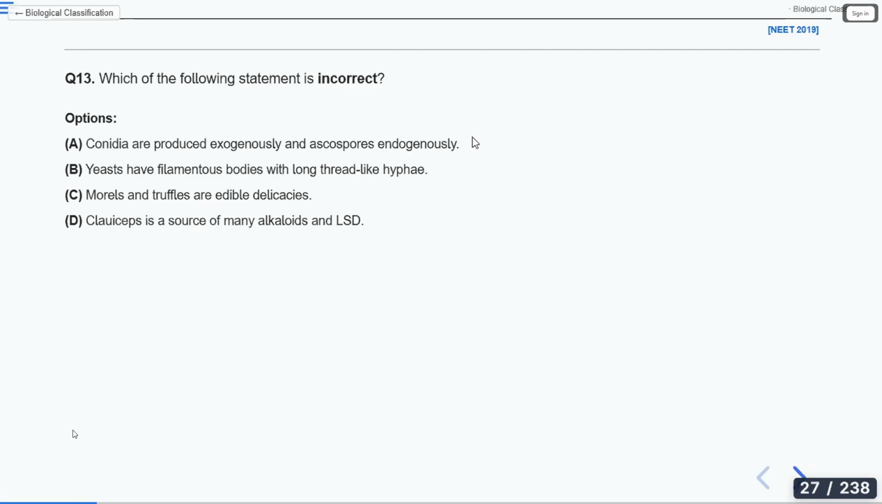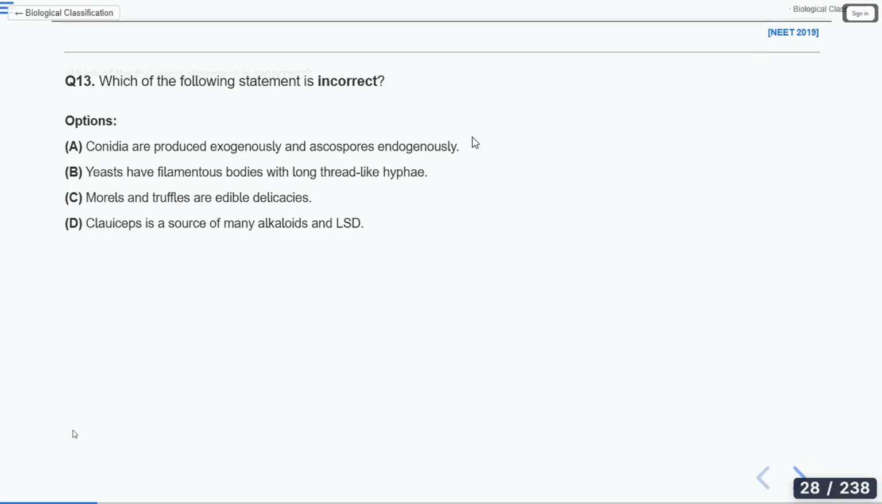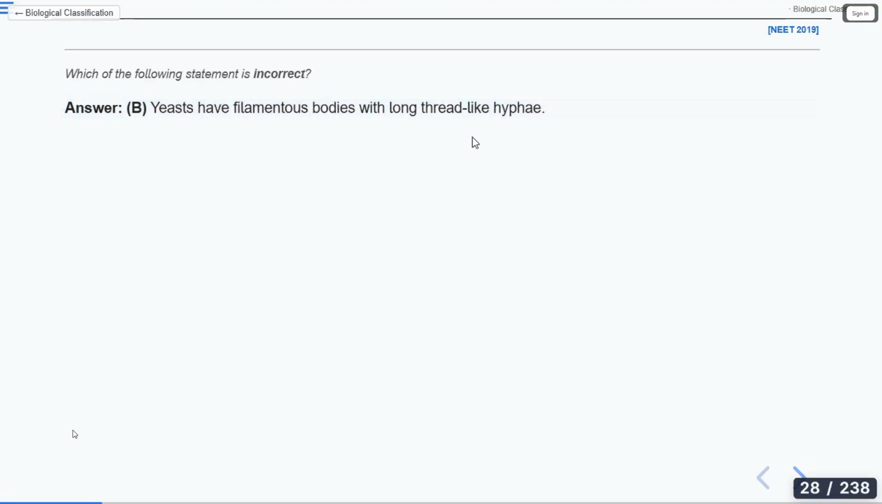Option B is incorrect. Option B is the answer. So see, if you are having any confusion in the answers, first eliminate the answers which are not the correct ones. Generally, I'm telling. Then you can easily sort out the correct answer.